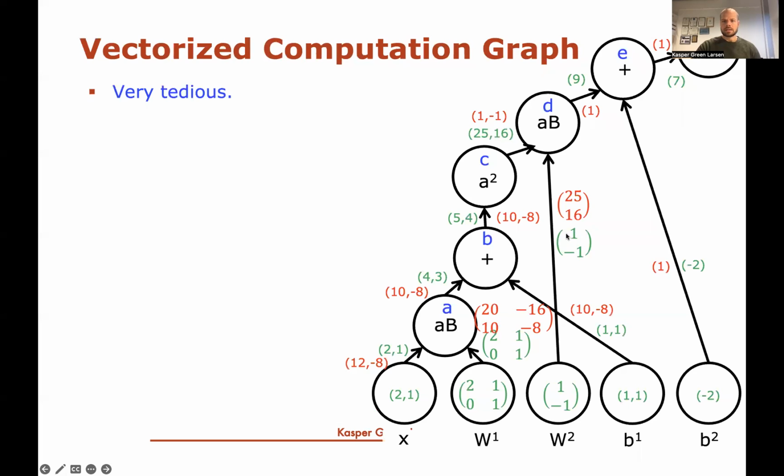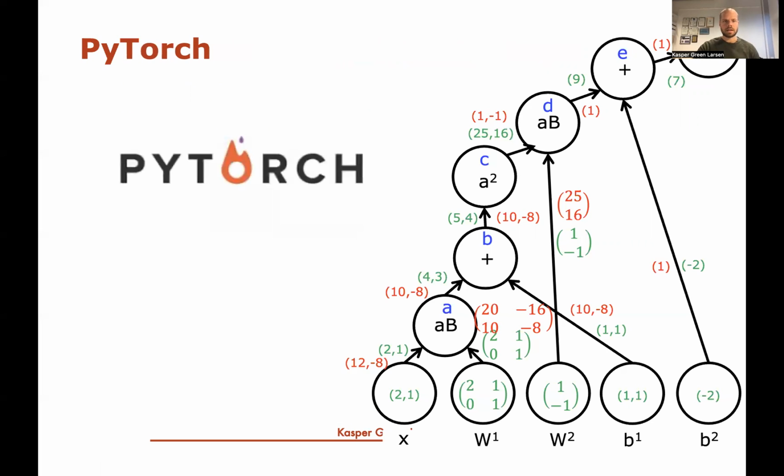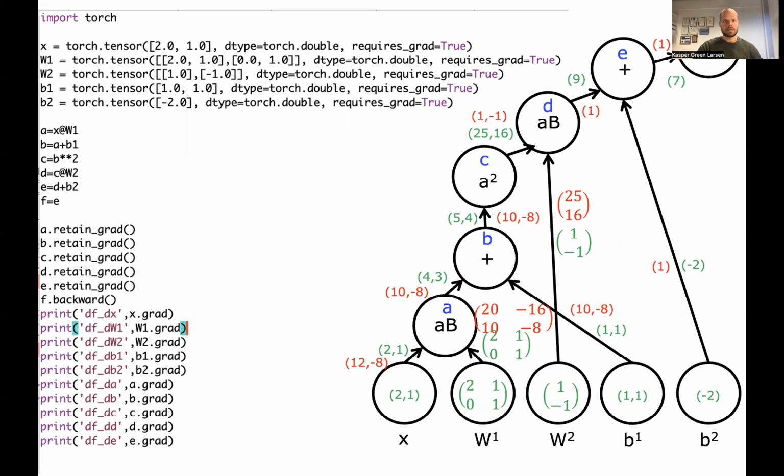Okay. So we went through all these computations. It was very tedious. You could do it. I think it's a good exercise to try it out at least once, just to understand what's happening, right? So see that you can actually carry out these steps, and maybe also try it at least once to appreciate that you can automate this process, because it is really tedious to do it by hand. And this is what is implemented in libraries such as PyTorch, which is a popular open source, freely available library for doing so.